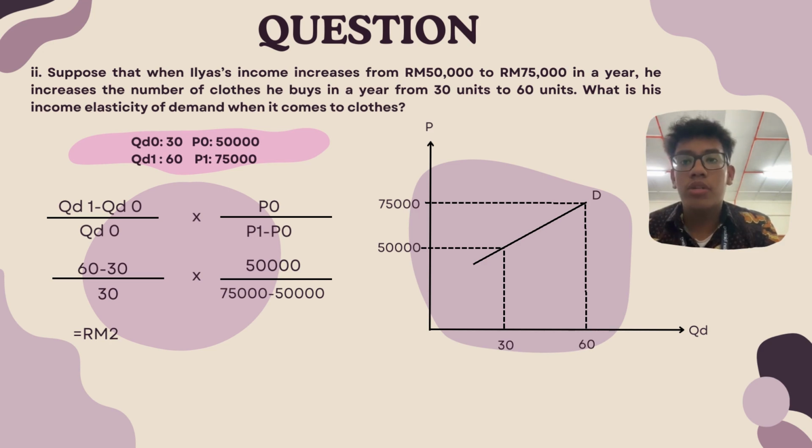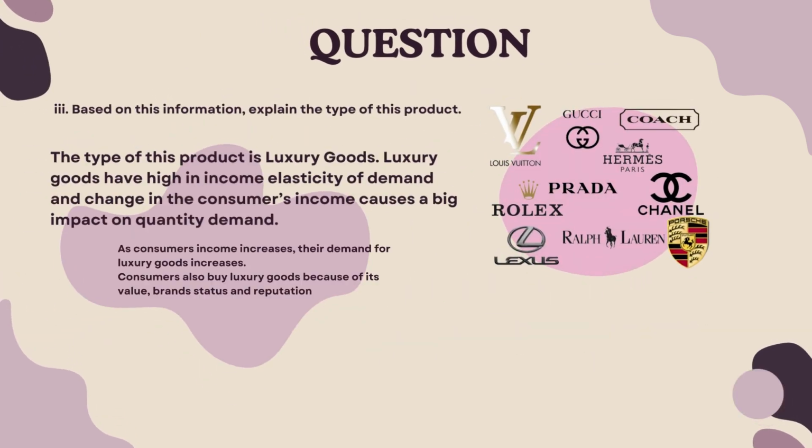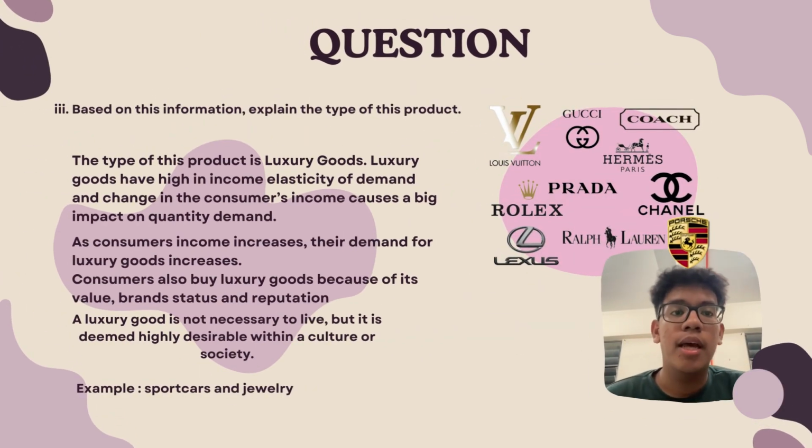Okay, next we draw a graph. As you can see, the income is increased from 50,000 to 75,000, and at the same time the quantity demanded is also increased from 30 units to 60 units. Okay, the last question for number 3 is, based on this information, explain the type of this product. The type of this product is luxury goods.